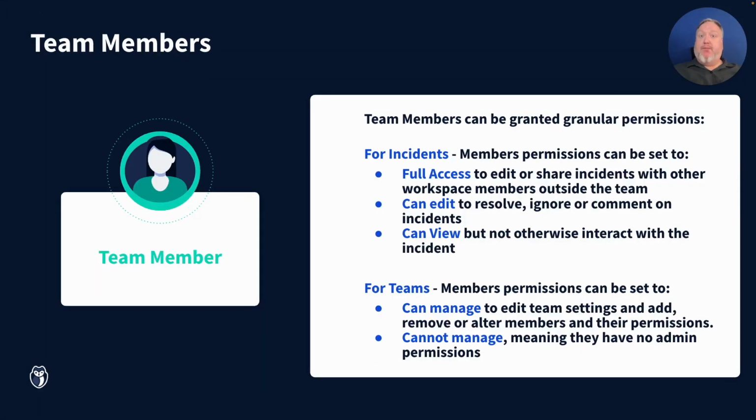Once a workspace member accepts the invitation to join a team, the team manager can then set their permissions at a granular level. For incidents, members' permissions can be set to Full Access, allowing them to edit or share incidents with other workspace members outside the team. The Can Edit setting lets them resolve, ignore, or comment on incidents. The most restricted permission level is Can View. As the name suggests, team members can see incident details, but not otherwise interact with those incidents.